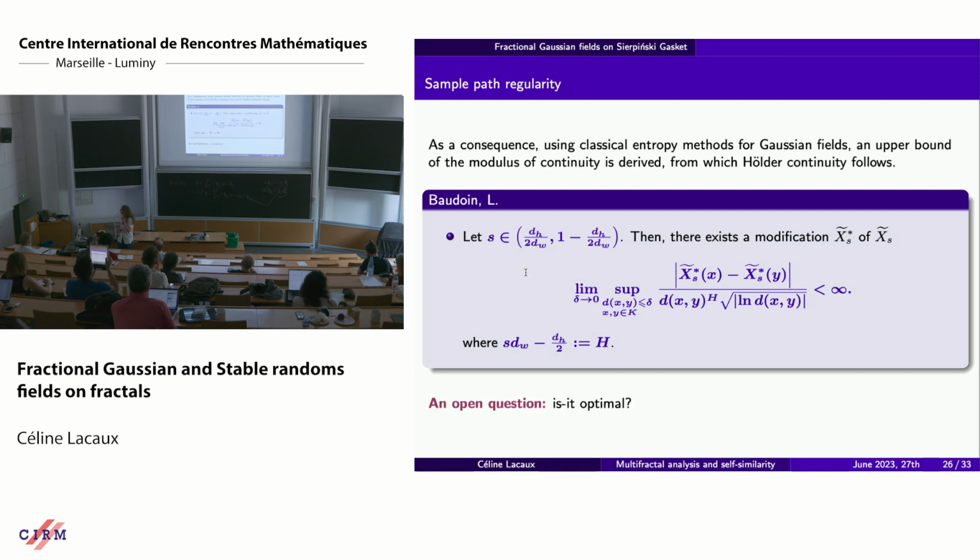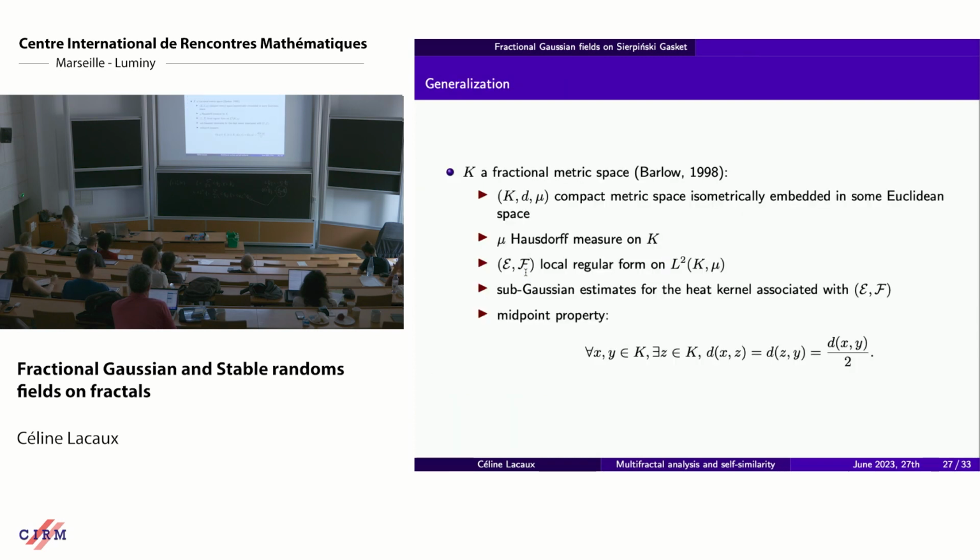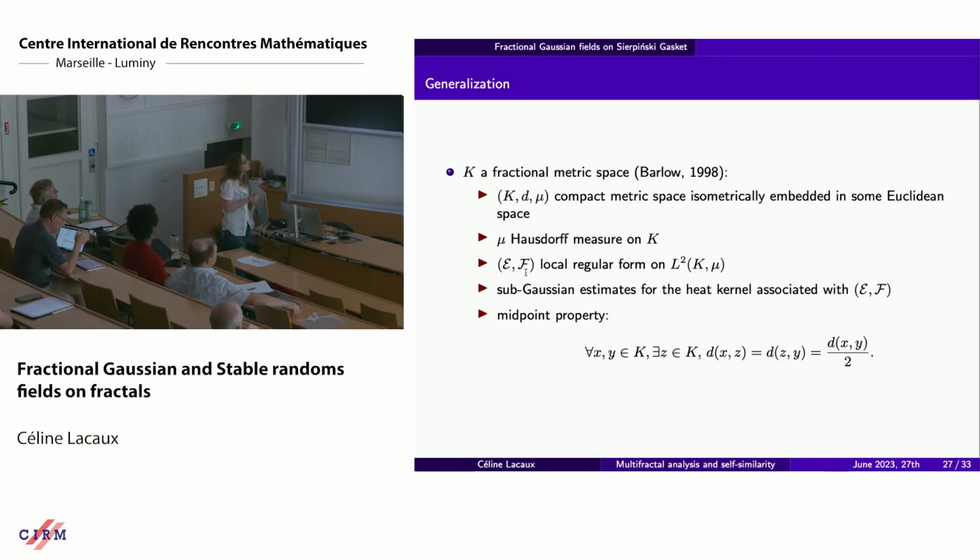Okay, so I have a little time. Just about the generalization, if you don't want to do more than the Sierpinski gasket. You need to take for K what is called a fractional metric space in the sense of Barlow. That means that K will be a compact metric space that you can embed in a Euclidean space with an isometry. That means that for mu, you will also take the Hausdorff measure, some kind of measure defined like I have done. Then you can also define your local Dirichlet form. As soon as you have your Dirichlet form, you will have your Laplace operator, and you can define the fractional Laplace operator as I have done.